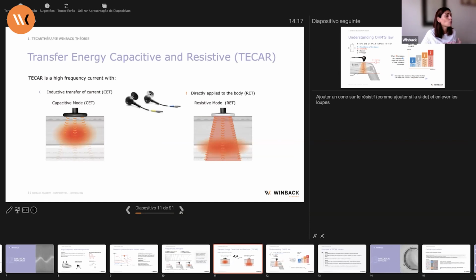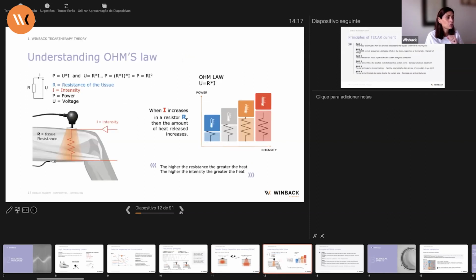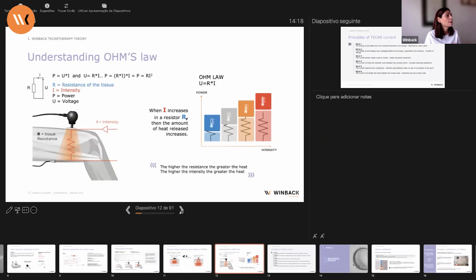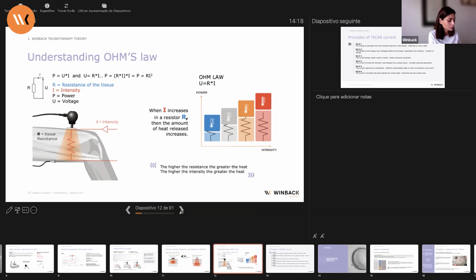So basically, what is the Tecar? Tecar is a transfer of energy, capacitive and resistive. Tecar is a high frequency current with inductive transfer of current, the capacitive one, directly applied to the body, and you have two different modes, the capacitive one and the resistive one. But before, we have to know that Winback works with Ohm's law.